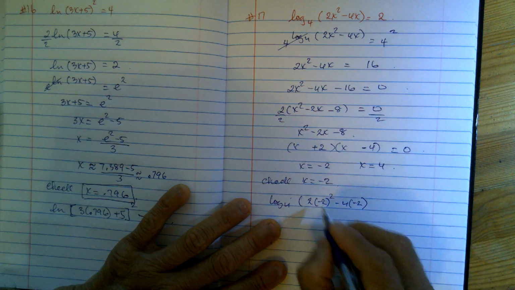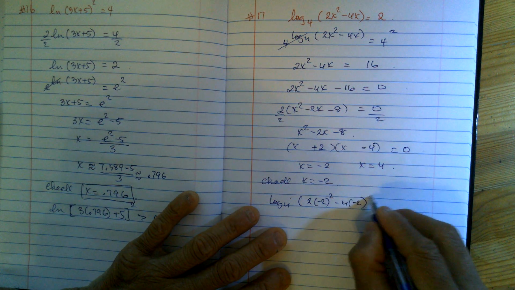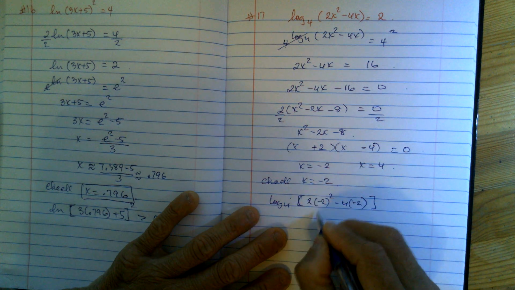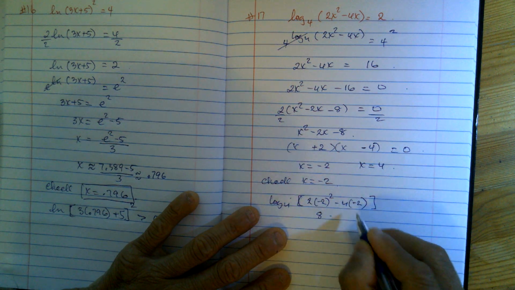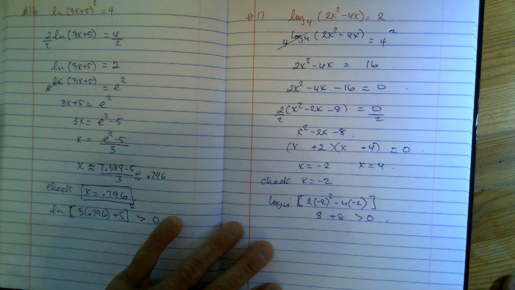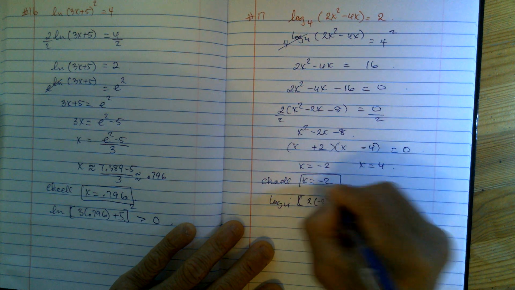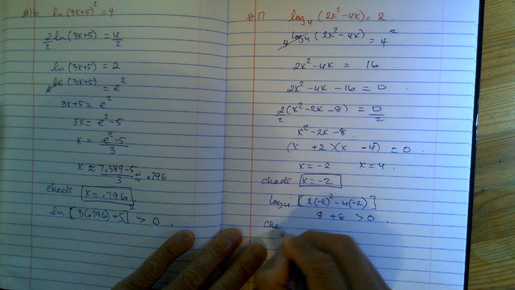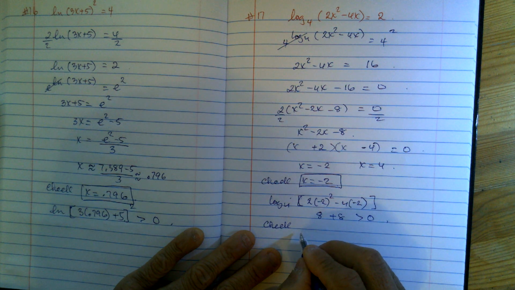Clearly this has to be a positive number, because this is 8 plus 8, that's greater than 0. That's a positive number. So we know this is valid. Next, we check for x equals 4.